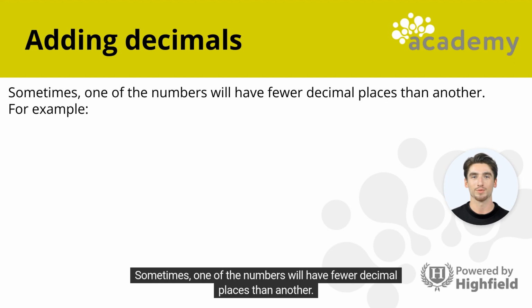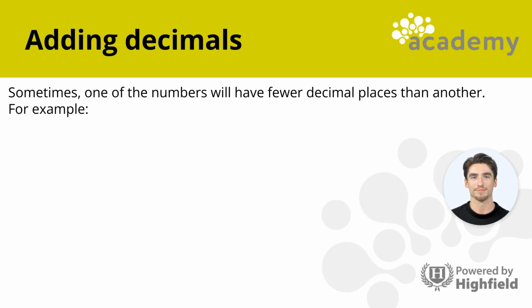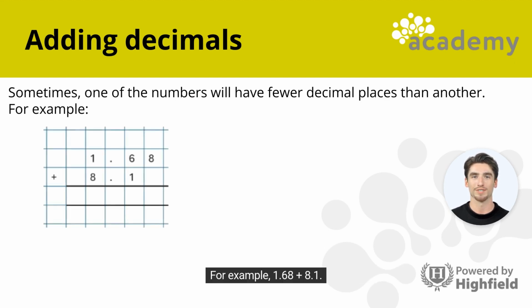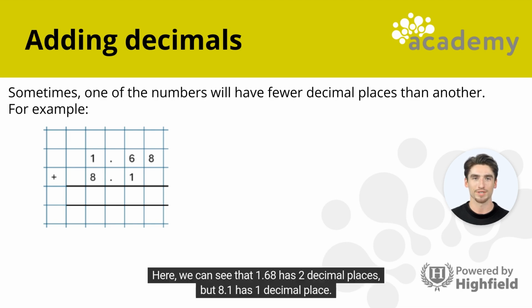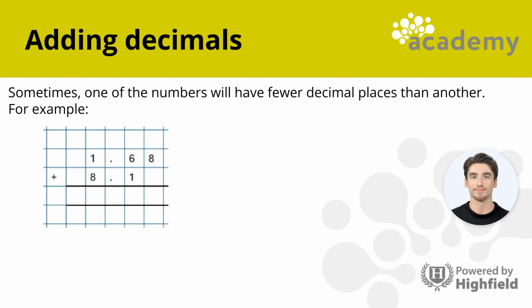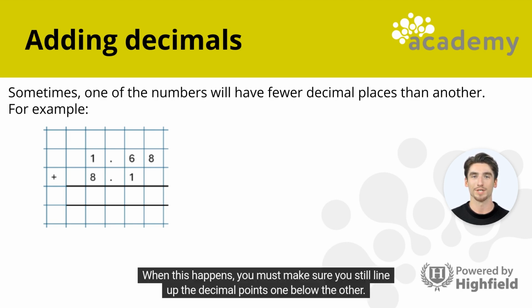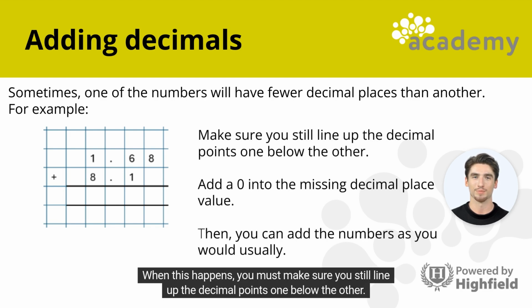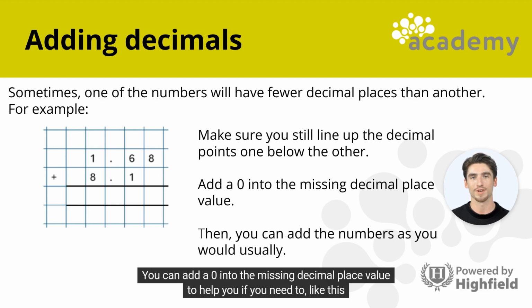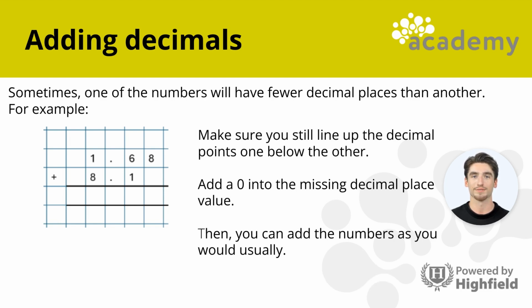Sometimes, one of the numbers will have fewer decimal places than another. For example, 1.68 plus 8.1. Here, we can see that 1.68 has 2 decimal places, but 8.1 has 1 decimal place. When this happens, you must make sure you still line up the decimal points one below the other. You can add a 0 into the missing decimal place value to help you if you need to, like this.